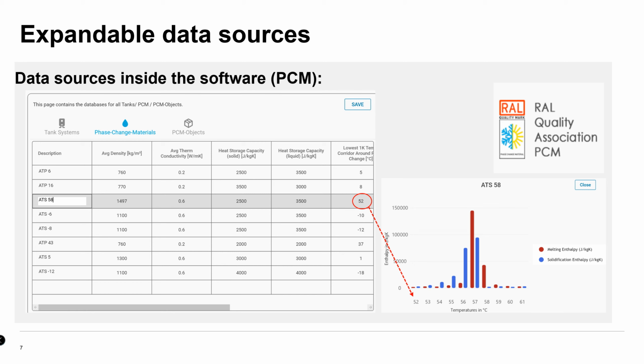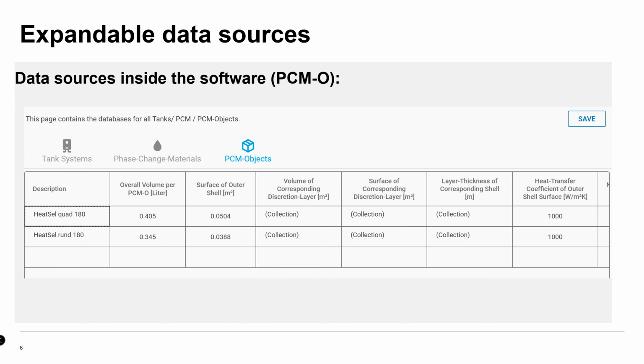In the PCM database, the material properties of phase change materials are entered in accordance with RAL quality mark 896. The input data can be graphically represented. In addition to the data for the storage system and PCM, discretization data for PCM objects can be created following the previously presented principle. In the full version, the program provides import capabilities for measurement values to validate these parameters.